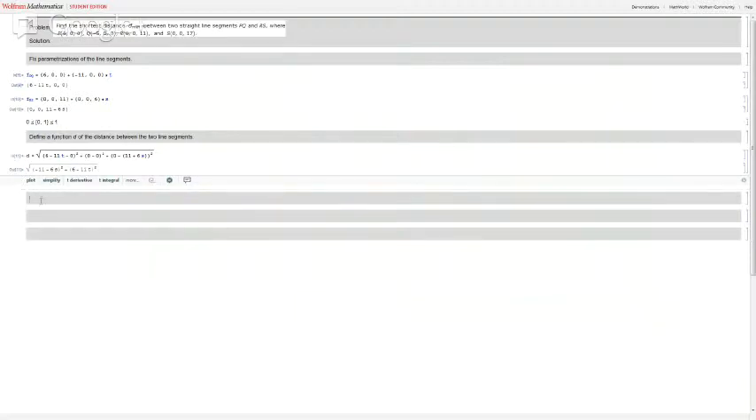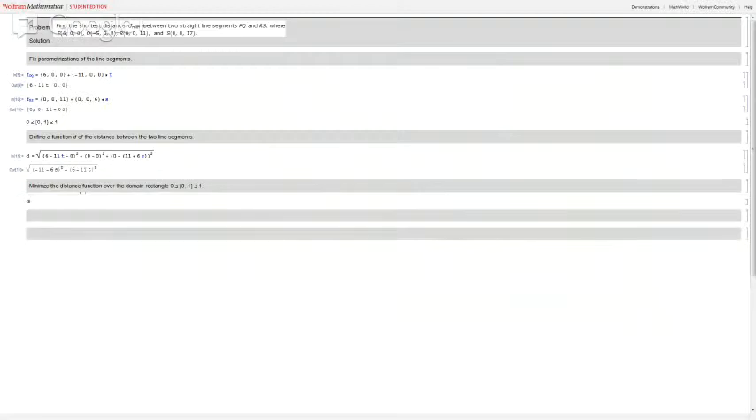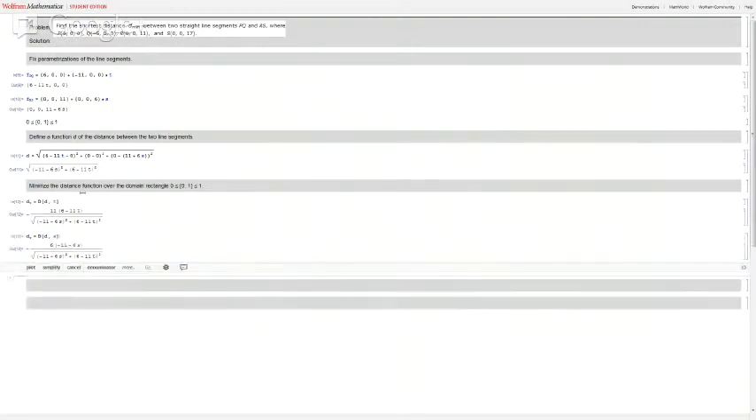Now, I want to minimize the distance function over the domain rectangle defined here. So, I have the partial of d with respect to t, and I have the partial of d with respect to s.